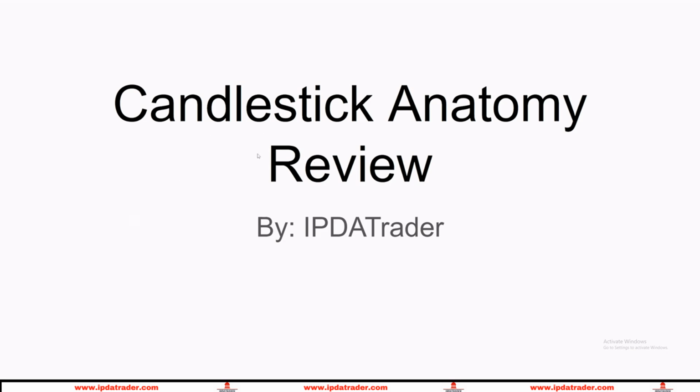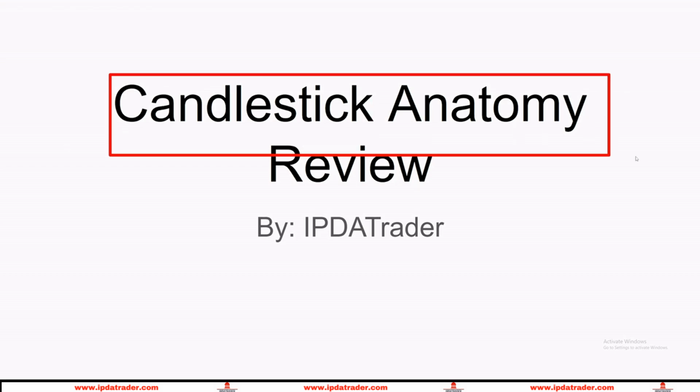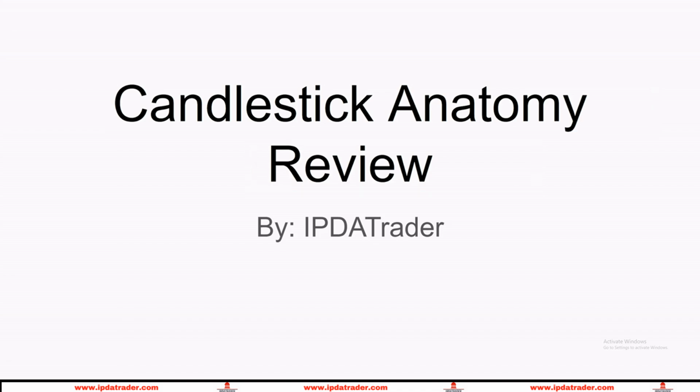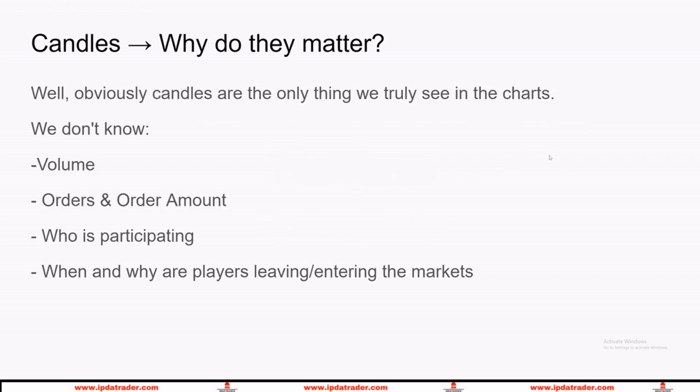It's not going to be anything groundbreaking. We're going to be focusing on candlestick anatomy right over here, and we're going to be reviewing some of those things right over here, right? So I just hope that this video will be helpful for you guys in terms of, once again, remembering a little bit of the basics in terms of candles. So we're gonna get started right over here.